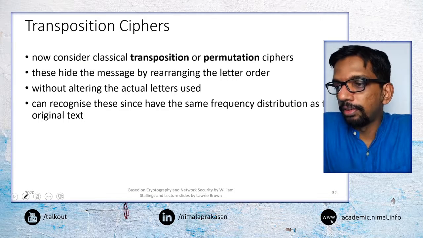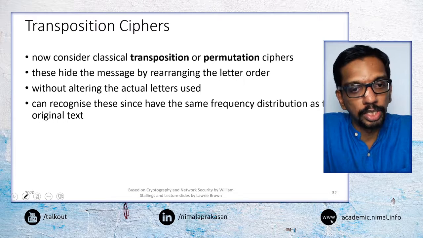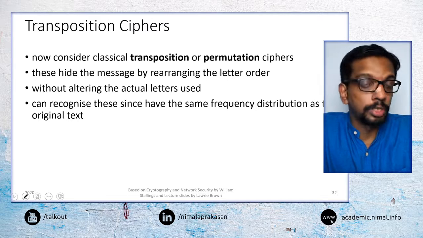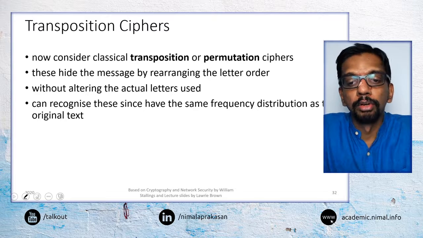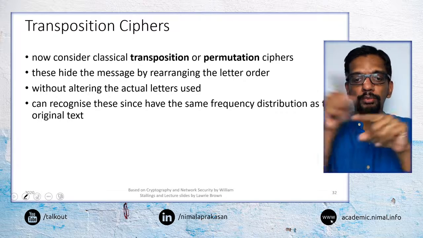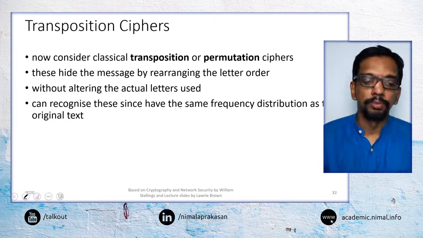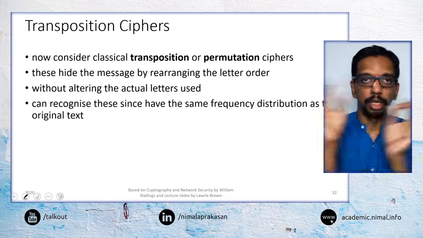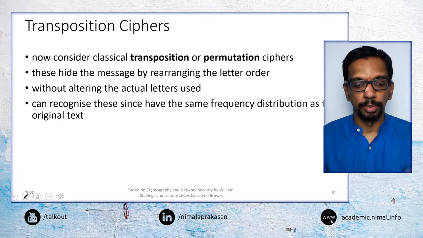Then another type of cipher, compared to substitution ciphers, is what is called transposition ciphers or permutation ciphers. With transposition or permutation ciphers, we hide the message by rearranging the order of the letters. So we use the same set of letters, but we rearrange them in different orders. But we would still have the frequency distribution problem, because we would be able to see how they are being replaced.